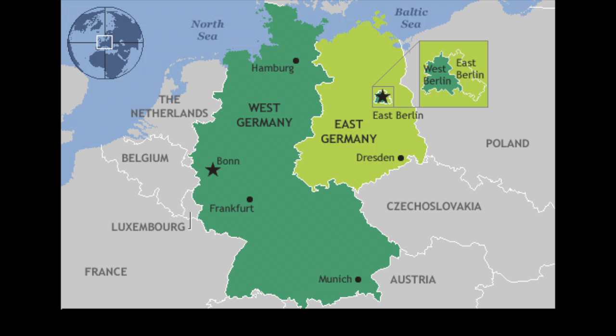Germany was officially divided in 1949 into West Germany and East Germany. West Germany organized a democratic government which came to be known as the Federal Republic of Germany. East Germany created the German Democratic Republic and was made part of the Soviet sphere.